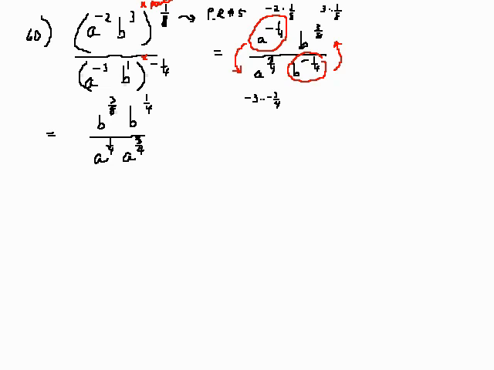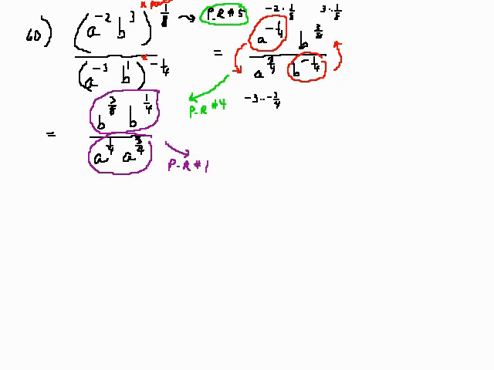Go to the bottom. So we used power rule number 5 to get here. And to get here, we use power rule number 4, which is the negative power rule. And now, let me use some other colors. What are we going to do with the powers on the B's and the A's? Well, we will have to use power rule number 1 and add the powers.